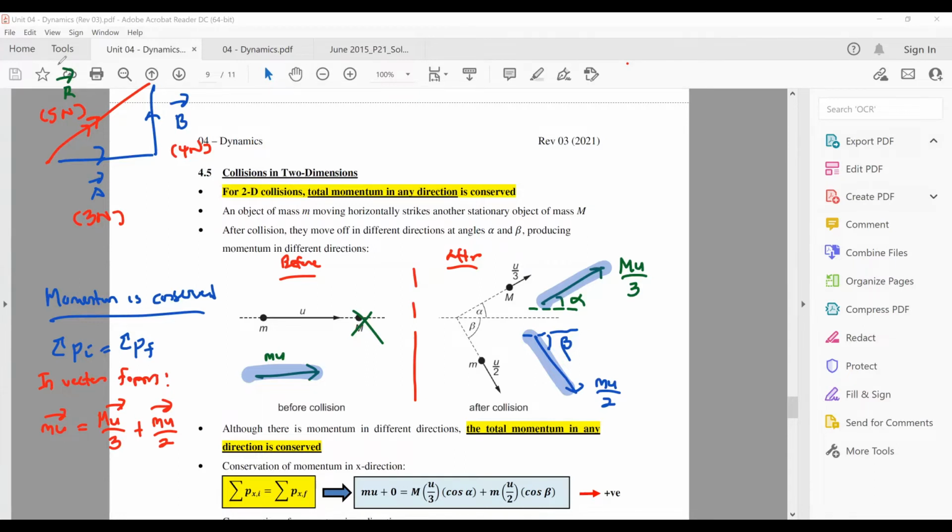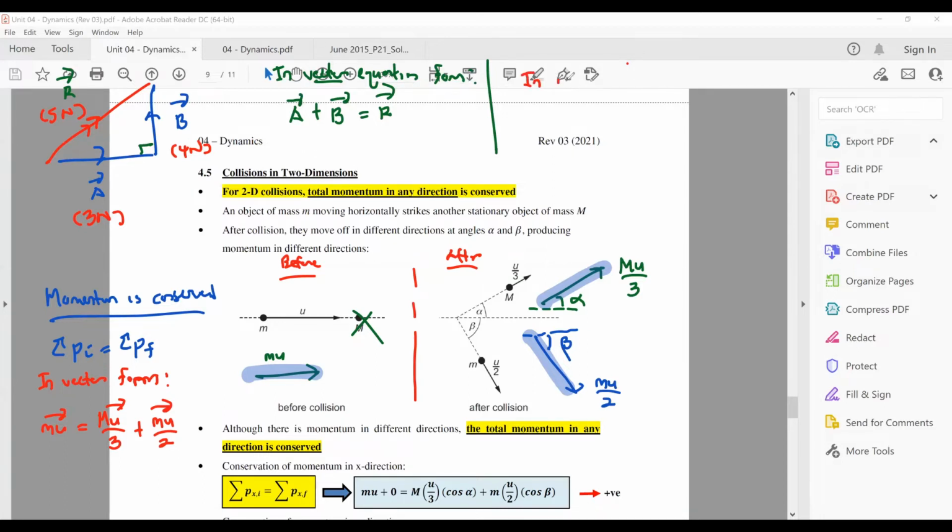Now, in vector equation form, is it correct to say that vector A plus vector B will be equal to vector R? In vector equation form? Yes, correct. That is correct.